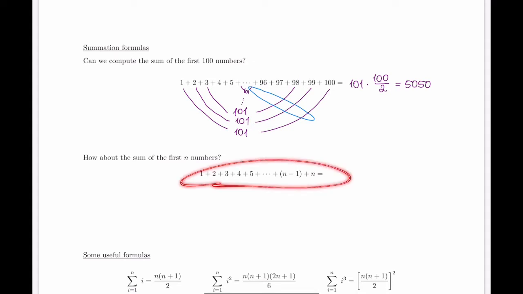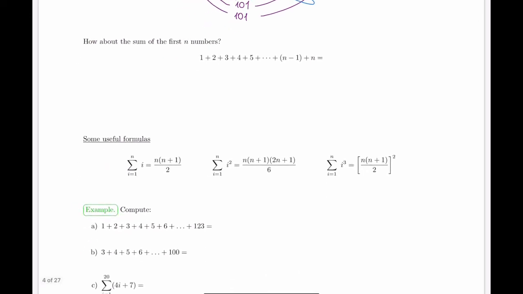Now, we can actually generalize this method because there is nothing special about 100. We can go all the way up to n. So the pattern will still hold. If I add 1 and n, I'm going to get n plus 1. If I add 2 and n minus 1, so the second last number, I'm still going to get n plus 1. And all the way down, I'm going to get a bunch of n plus 1s in the exact same way.